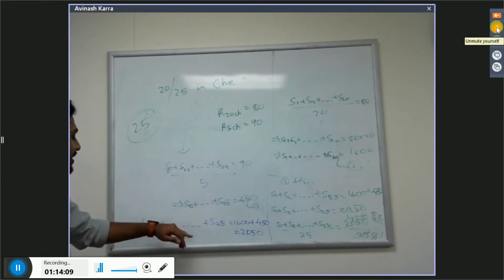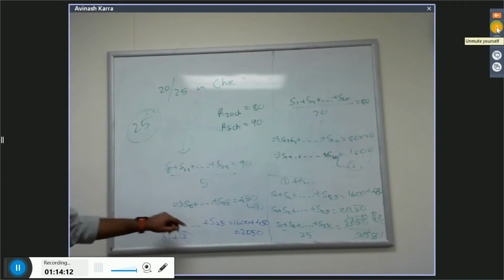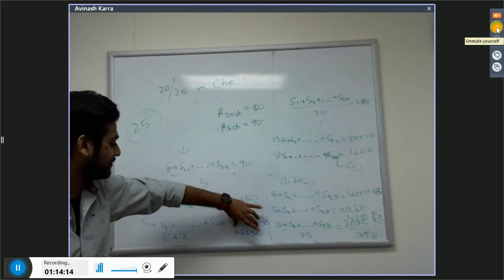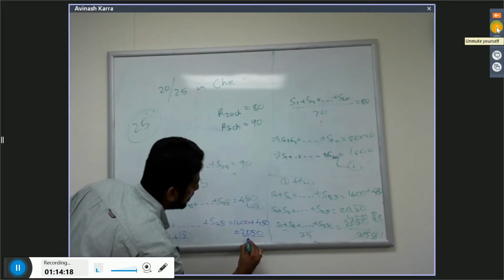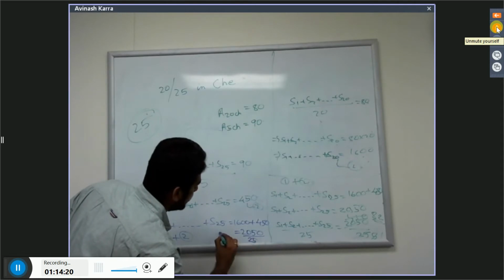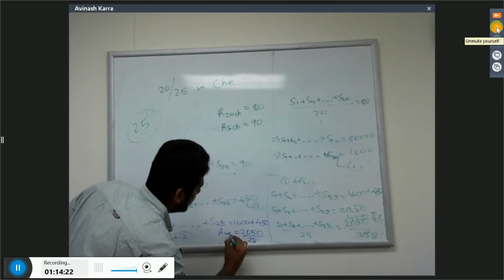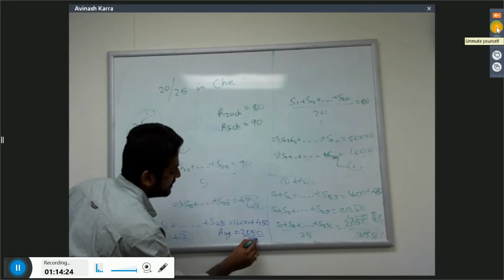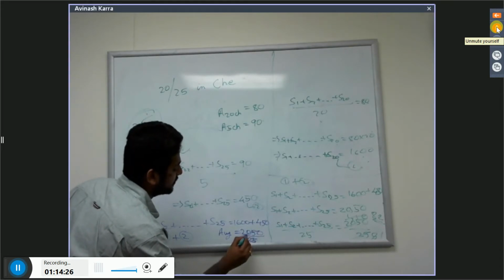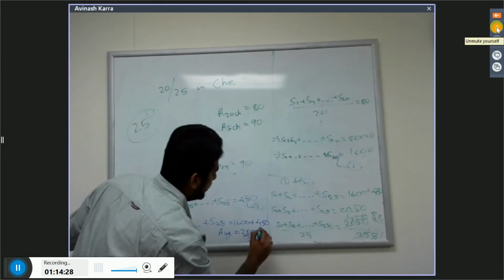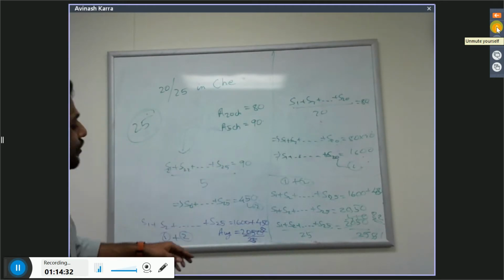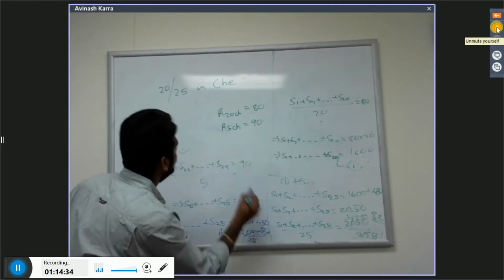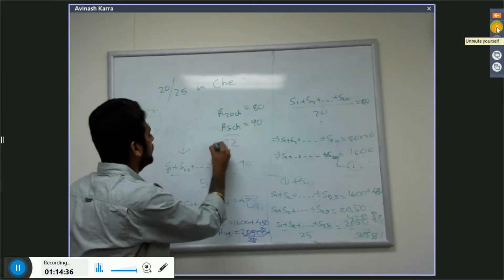If I take the average, it is nothing but the sum of all the scores of 25 students by the number of students. Simplified, 25. What is the value you got? 82. So the average of the whole class is 82.